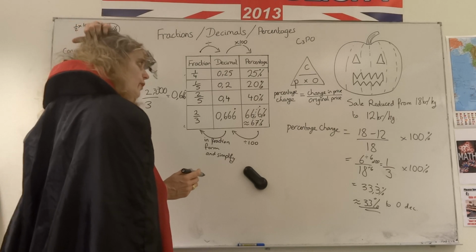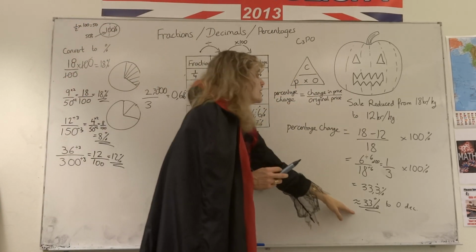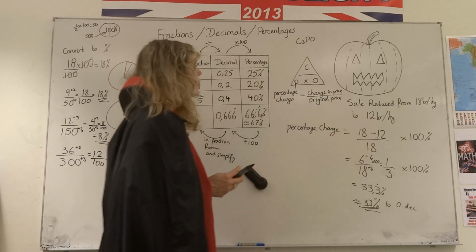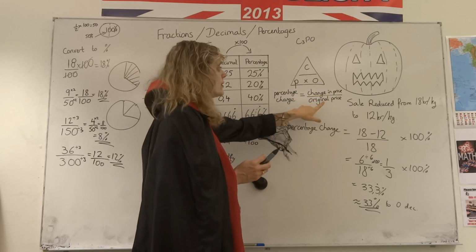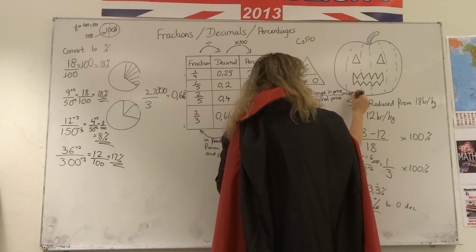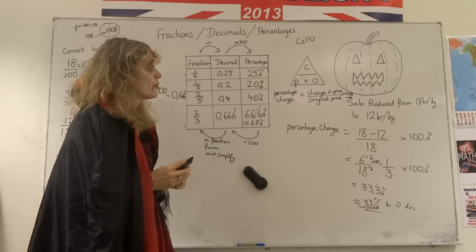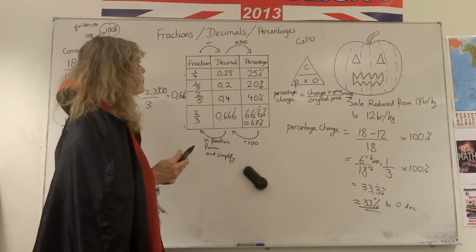So here we can see that we have reduced the price of our pumpkin by 33% when we reduced it from 18 kronas a kilo to 12 kronas a kilo. So percentage change is always the change in price divided by the original price times 100 to convert that fraction or decimal that we've worked out into a percentage. And that's how we would work out basic decimals, percentages and fractions.